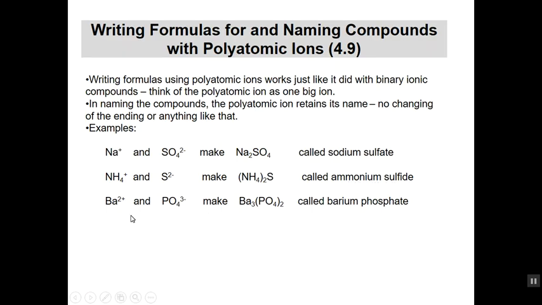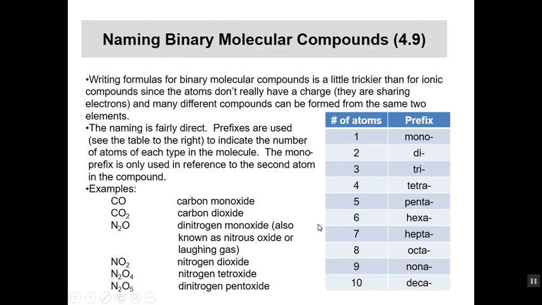sulfide. And then in here, barium and phosphate, we do the crossover thing again, and what we'll find is that we get Ba3 and then two phosphates. Again, the phosphates go inside a parenthesis to show there's two of them, and it's just called barium phosphate. So you don't even have to change the name on this one to get it to work.